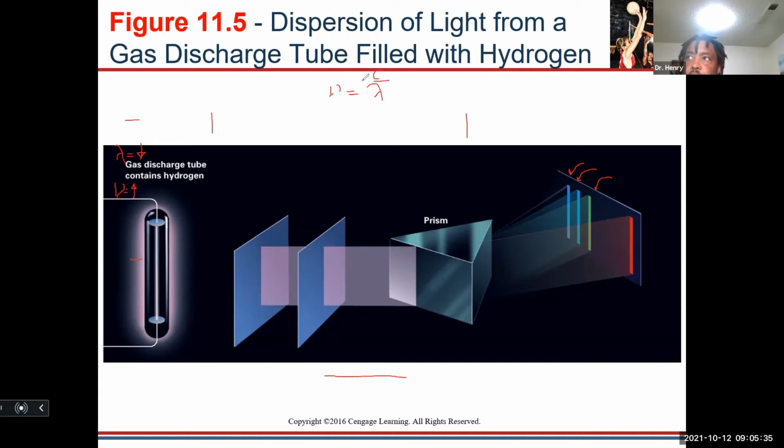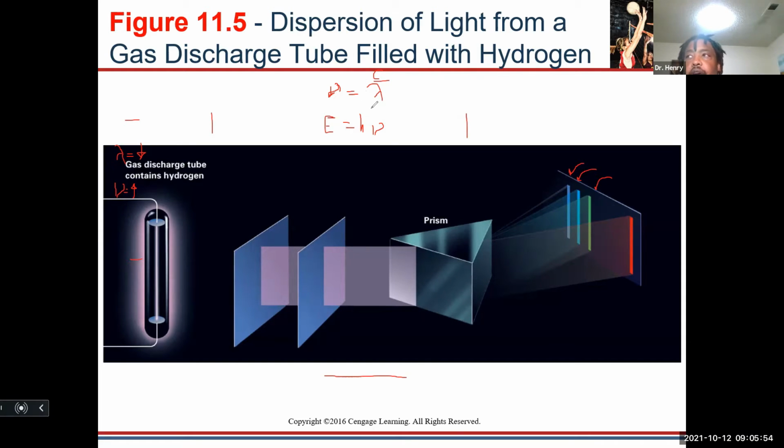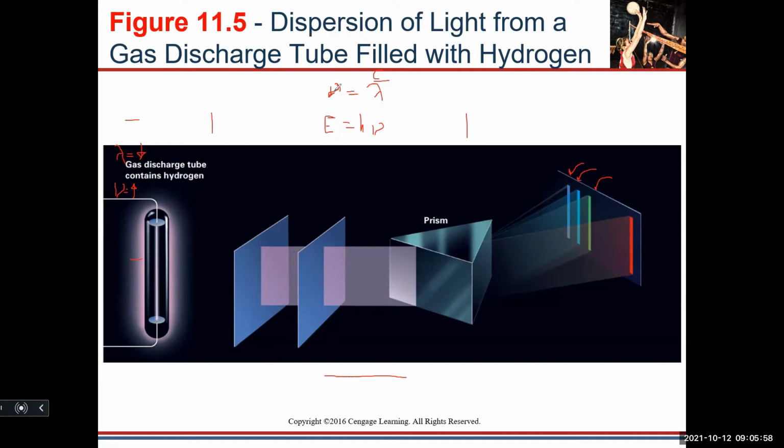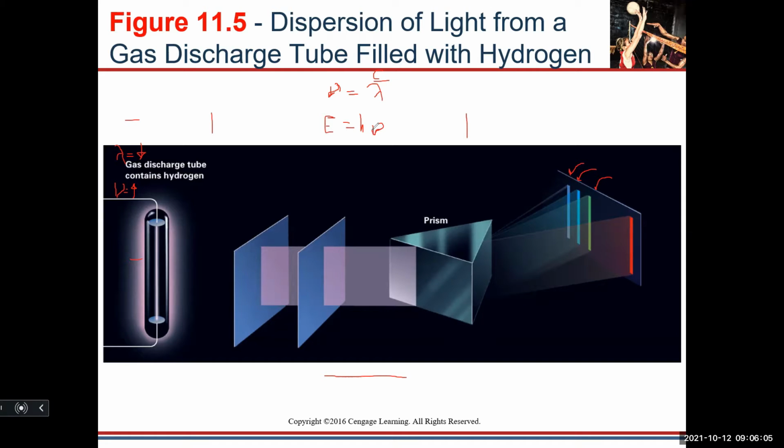Like we did earlier. And then we can use the frequency to calculate the energy. So if I have my wavelength, I can calculate my frequency. And with my frequency, I can use that to calculate my energy. Does that make sense?